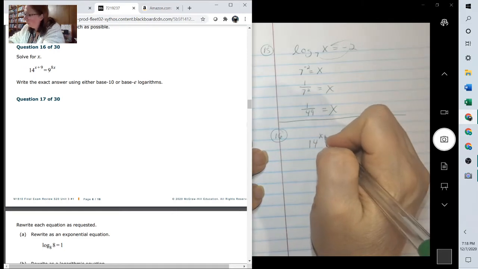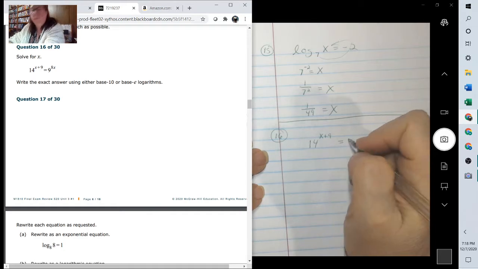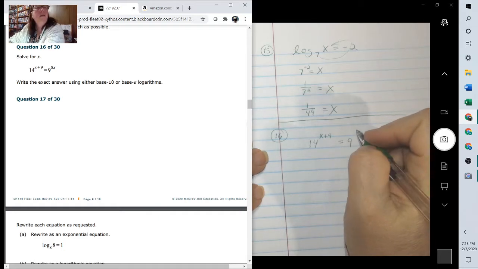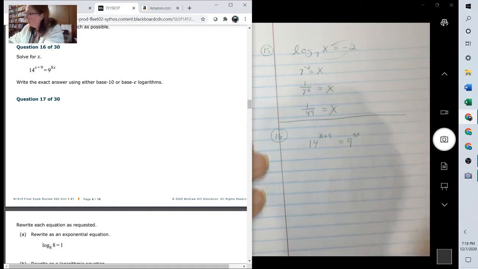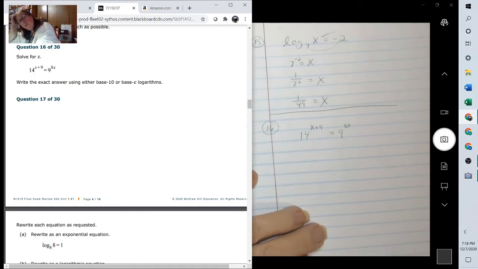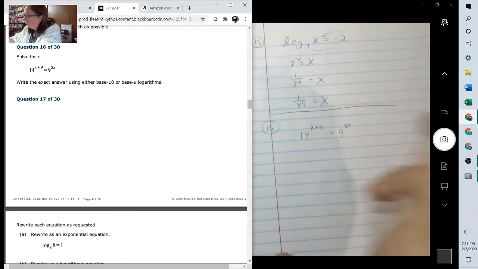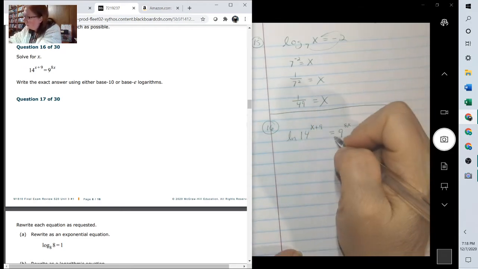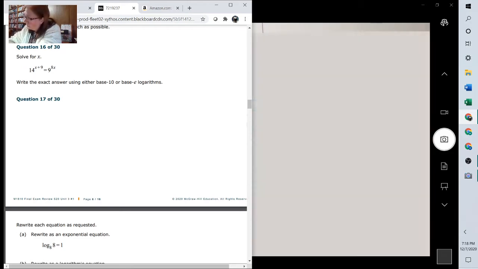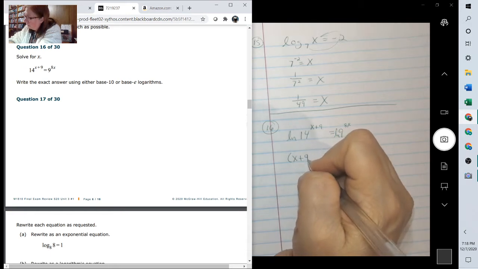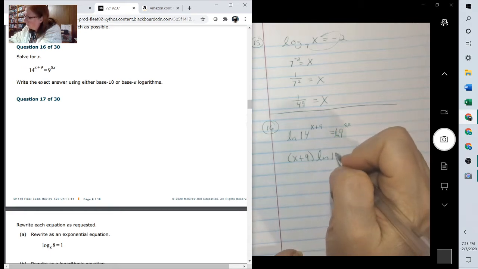14^(x+9) = 9^(8x). Now normally on these ones you try and get the same base, but 9 and 14 cannot be. So we take the natural log. That way we can bring the exponents down.